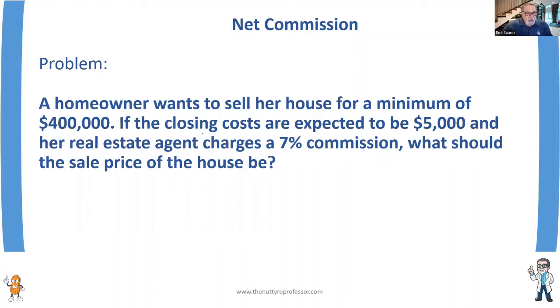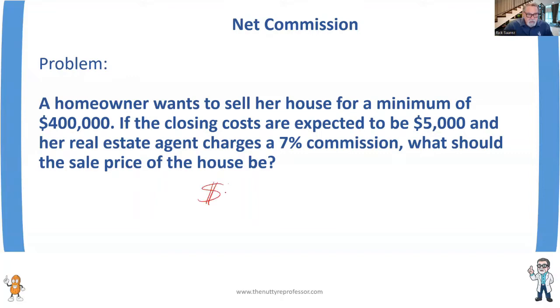And the way to do it is as follows. Let's first read the math problem and then let's work it out together. It says a homeowner wants to sell her house for a minimum of $400,000. If the closing costs are expected to be $5,000 and the real estate agent charges a 7% commission, what should be the sales price? Now, that's the sales price. That's the lowest you can go, so he or she can walk out with a $400,000 payday.